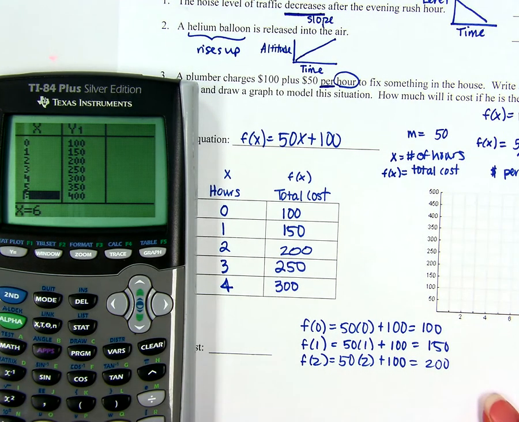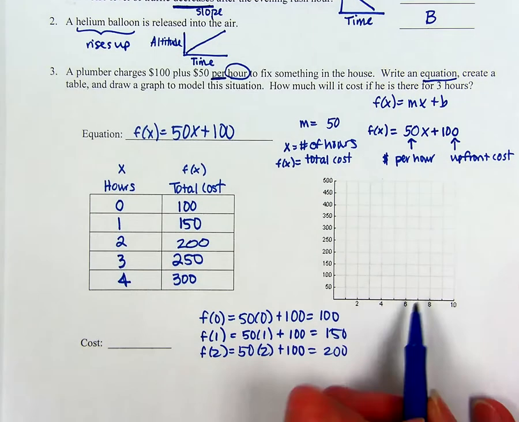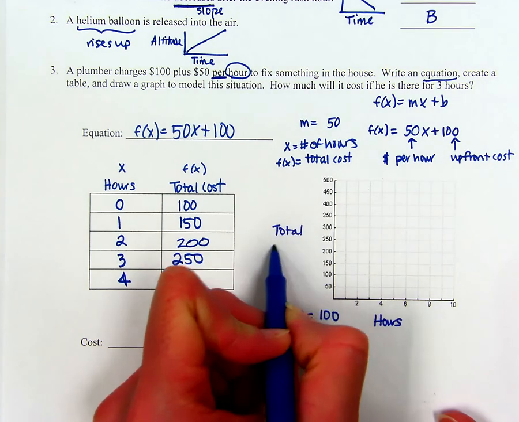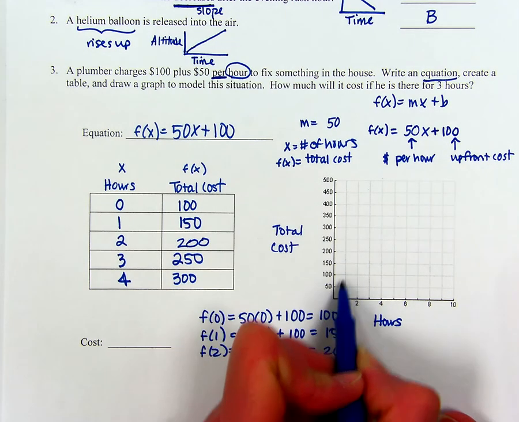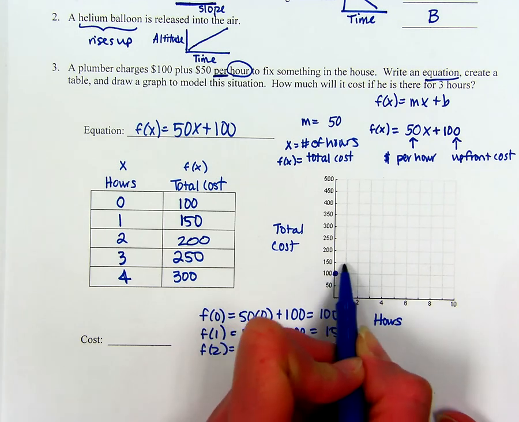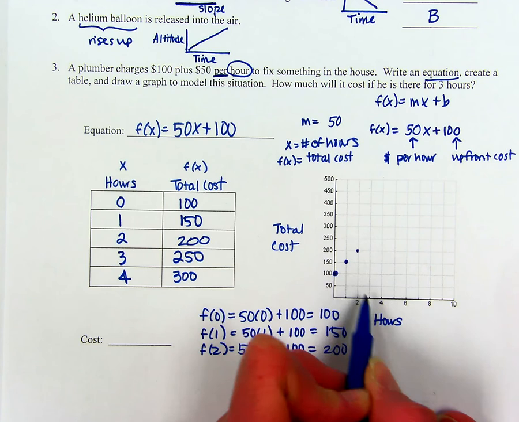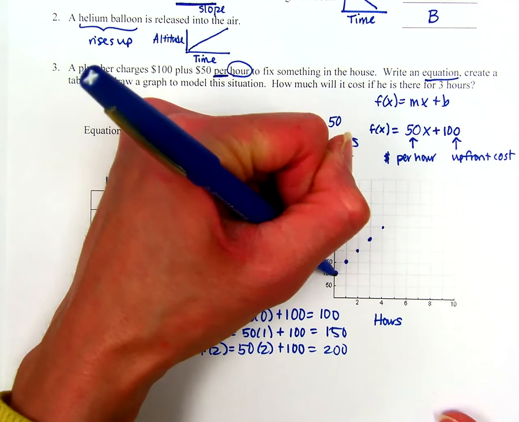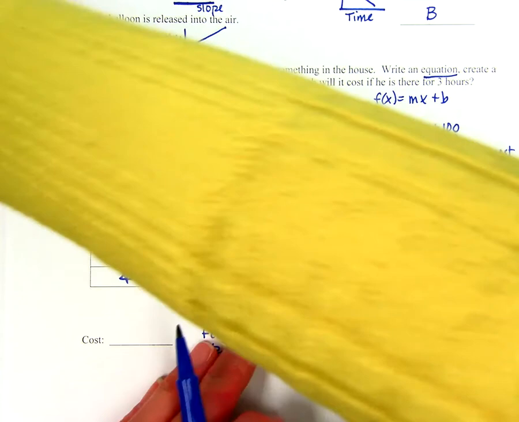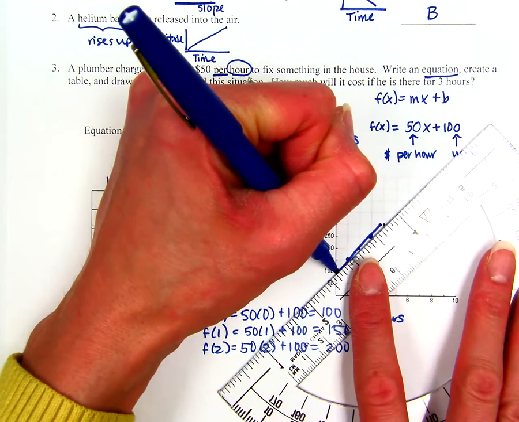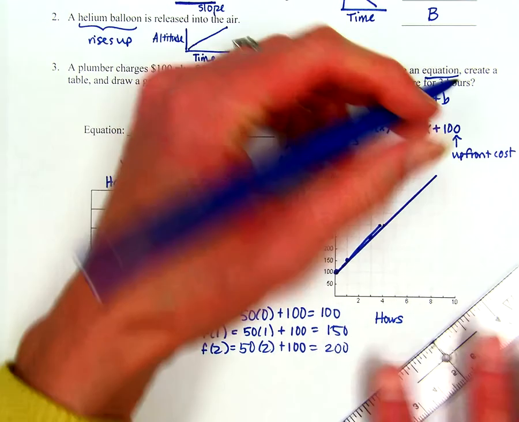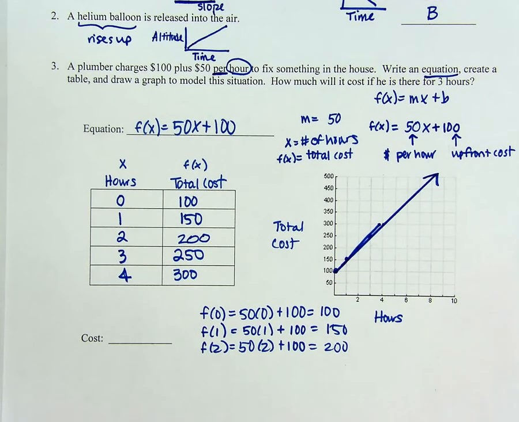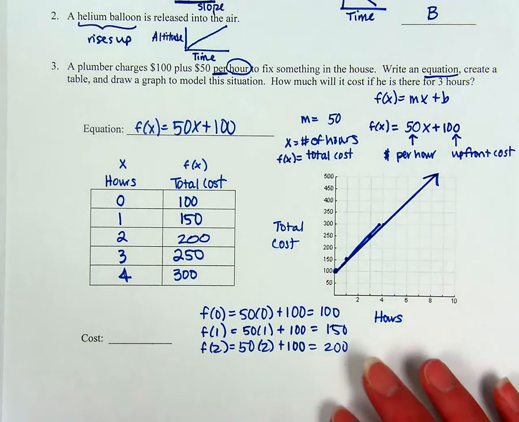Okay, so let's do our graph now. So this represents the number of hours, and y is the total cost. So we're just going to plot these points. So at 0 hours, it's $100. At 1 hour, it's $150. 2 is $200. 3 is $250, and 4 is $300. Okay, so I could draw my line. Here, I'll even use a ruler. And we'll put an arrow on at the end. Because theoretically, it could go on forever. Like, hopefully someone's not working for 24 hours to try to fix something, but you never know.